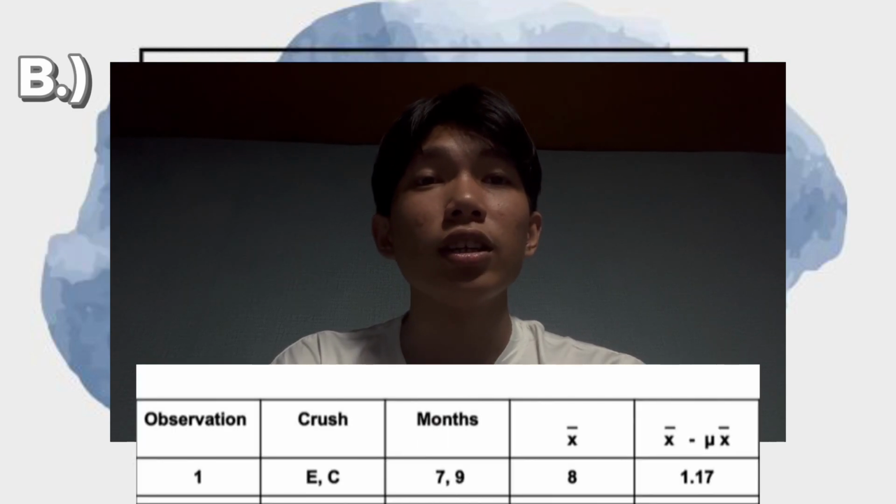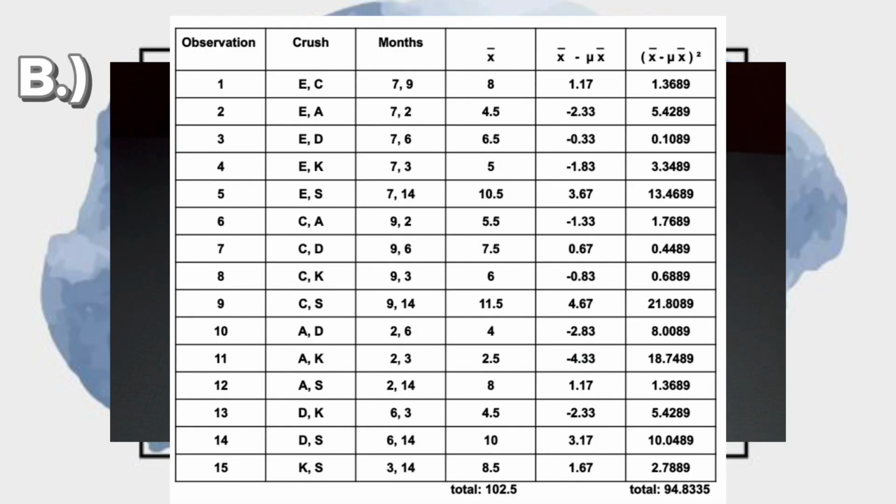For the next column, we just need to subtract the population mean from the sample mean, which gives 1.17. For the last column, we just need to square the sample mean minus the population mean, and the answer is 1.3689. Now you just need to do it for the rest of the observations, and if you did it correctly, the total of the last column should be 94.8335. After gathering all the data that we need, we can now proceed to step 3, the sampling distribution.